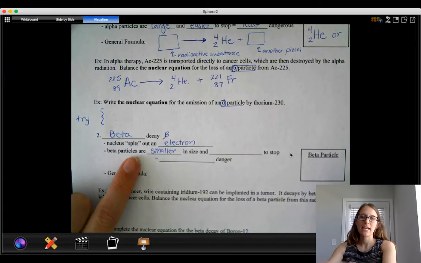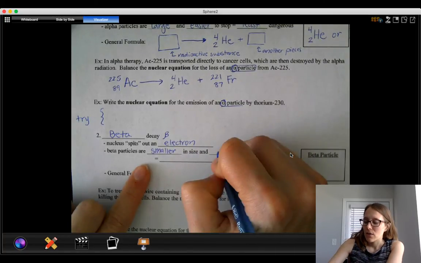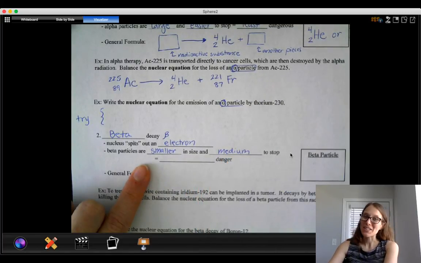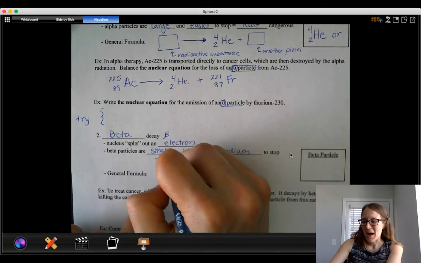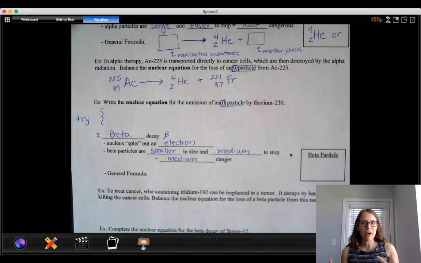Because it's smaller in size, now it can actually go through materials more easily because it's really teeny tiny and it can fit through crevices. And so this is going to be harder to stop. I'm going to write that it's medium to stop because it's not the hardest one of the three to stop. And this is going to make beta particles have a medium amount of danger of the three.